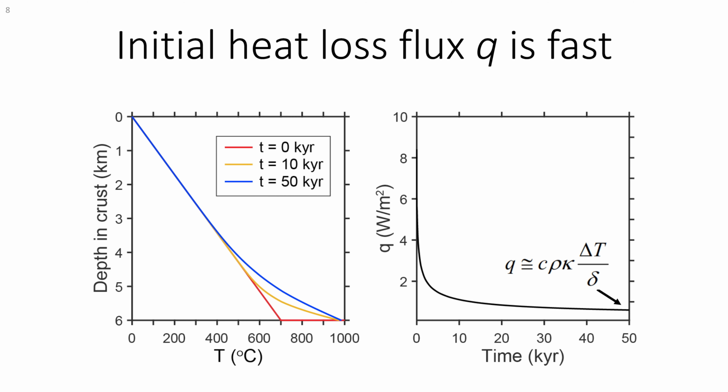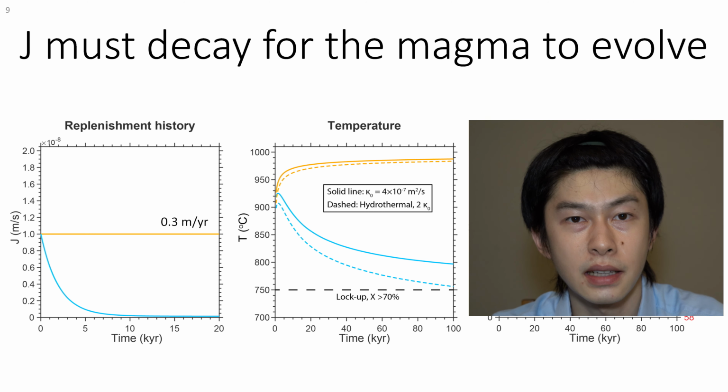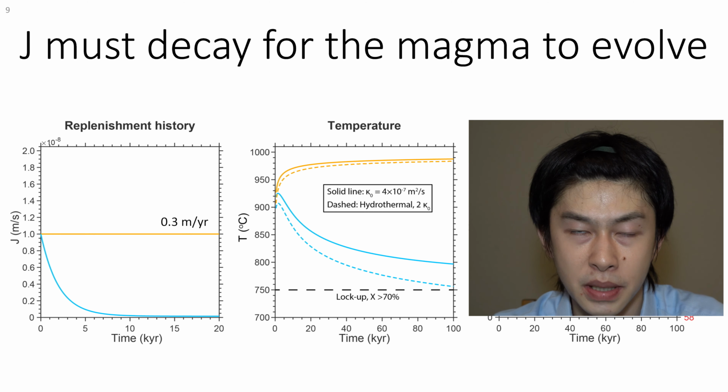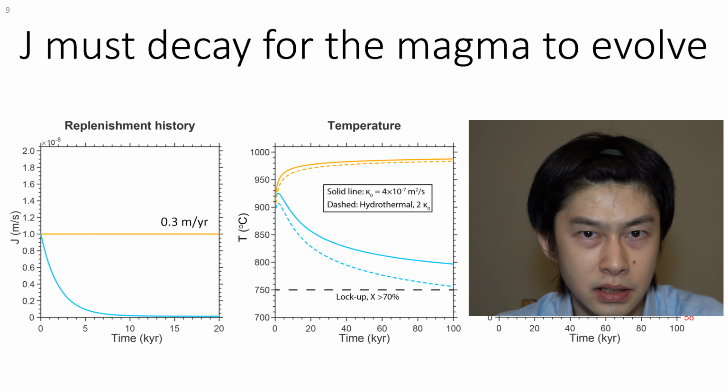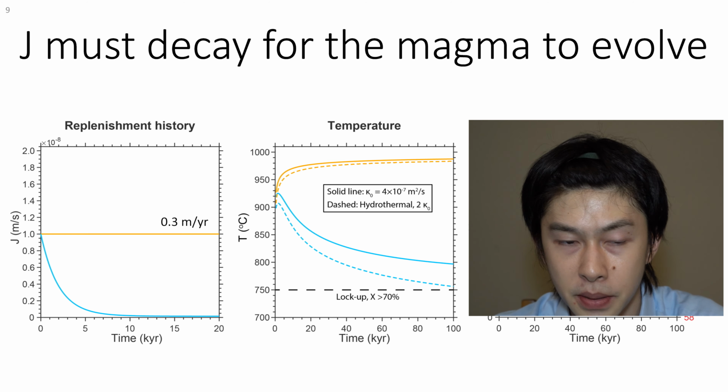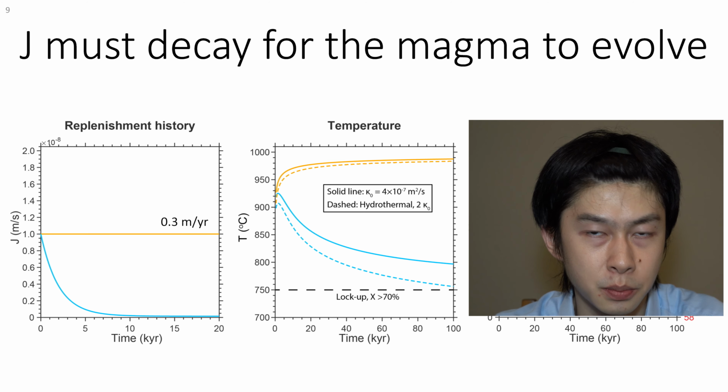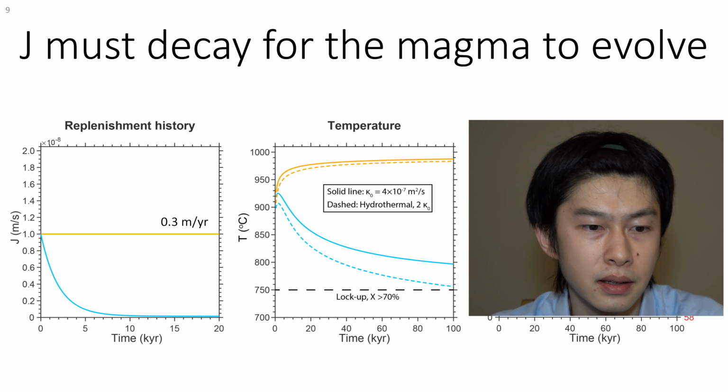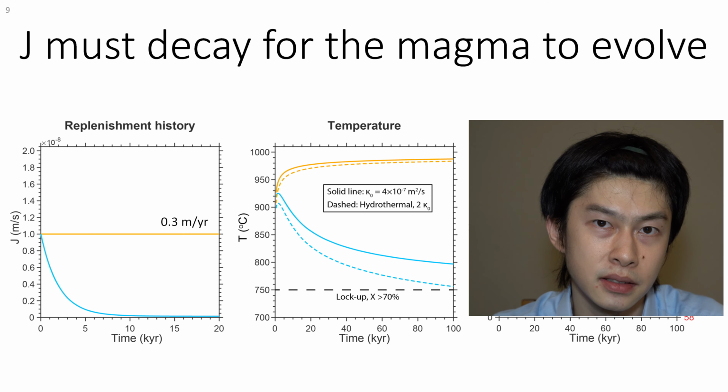Here we show the results of heat conduction in the crust. As hot magma starts accumulating at the base, a sharp temperature gradient produces high heat flux at the beginning. The basal flux then decreases as the geotherm relaxes back to linear. In this slide, we solve the full time-dependent system. We consider two cases of replenishment in the left panel. One has constant J of 0.3 meter per year. The other has replenishment rate decaying to a base level.